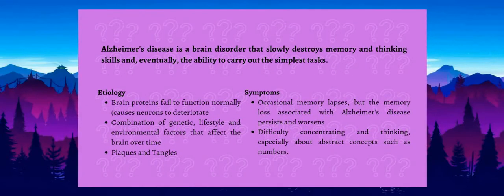So let's talk about Alzheimer's disease. Alzheimer's disease is a brain disorder that slowly destroys memory and thinking skills and eventually the ability to carry out simple tasks. The exact cause of Alzheimer's disease isn't fully understood, but at the basic level, brain proteins fail to function normally, which disrupts the work of brain cells, the neurons, and triggers a series of toxic events.